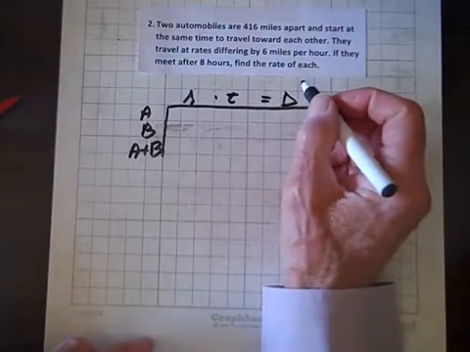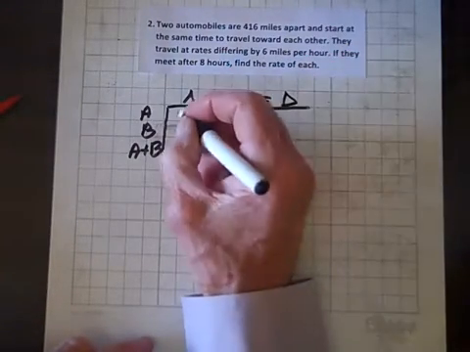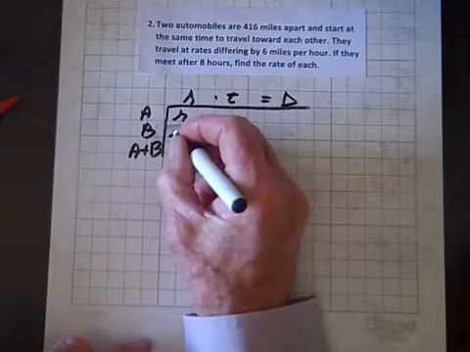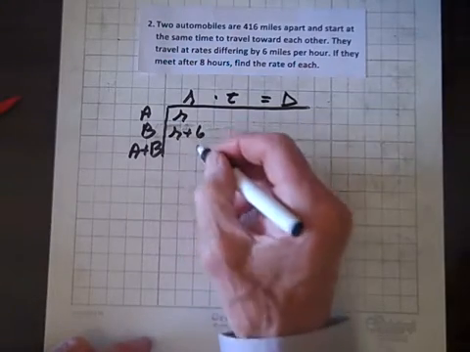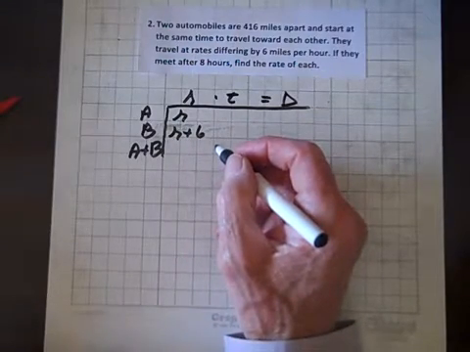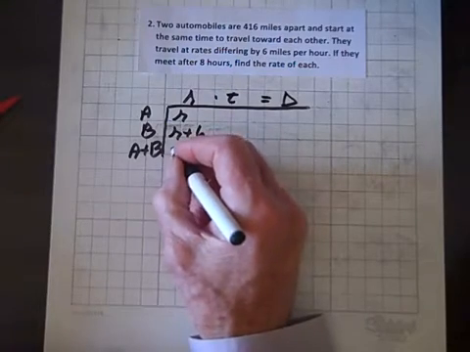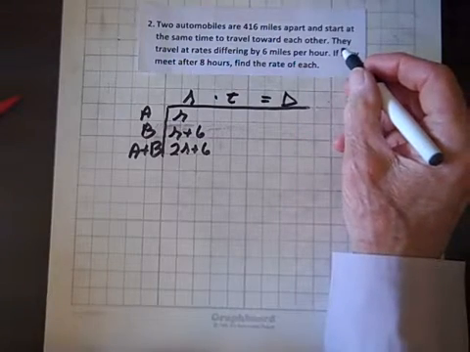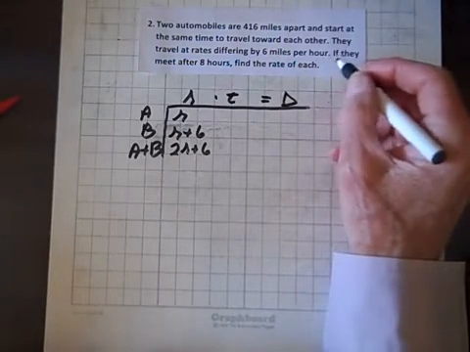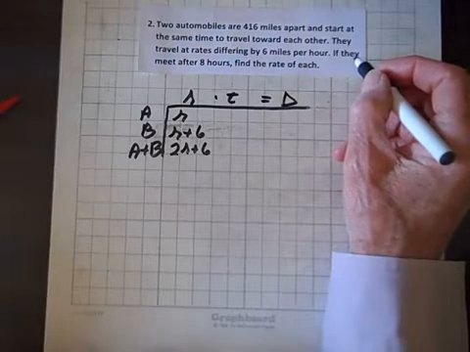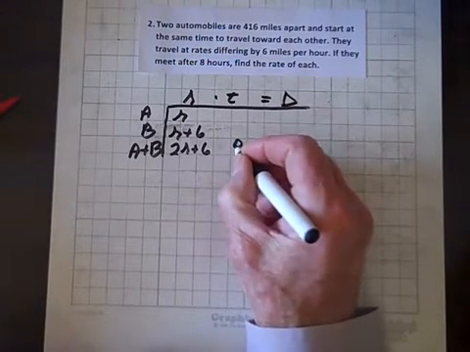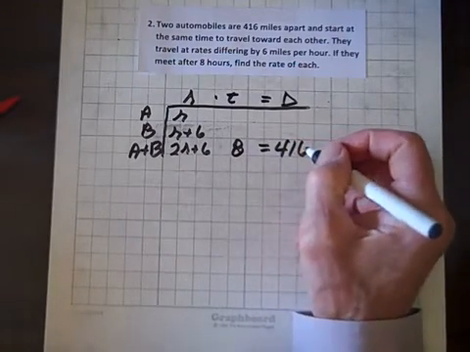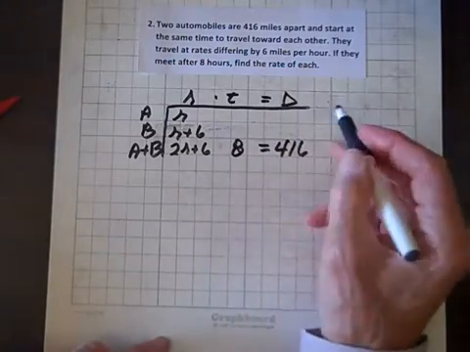They travel at rates differing by 6 miles per hour. So if A travels at r miles an hour, then B travels at r plus 6. So there's a difference of 6 miles an hour there. And when we add these rates up, we get 2r plus 6. Now, they travel at rates differing by 6 miles an hour if they meet after 8 hours. So the time is 8 hours, and the distance is 416. So rate times time equals distance.